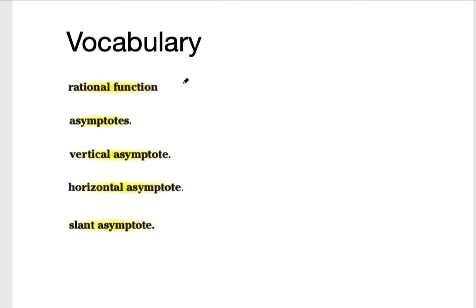What are rational functions? In a short way of thinking about it, a rational function is a ratio of two functions in a sense. So f of x is equal to some p of x over g of x. Now, what kind of functions are these? Usually these functions are polynomial functions.